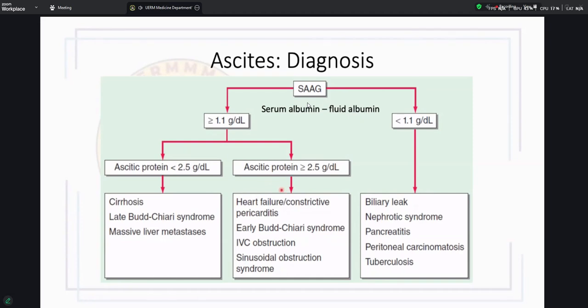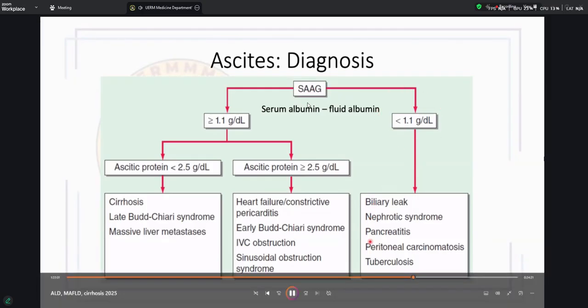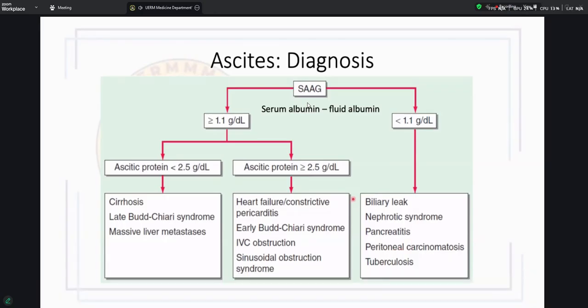Cardiac cirrhosis also has a SAAG of more than 1.1, but the ascitic fluid protein is more than 2.5, as compared to that of cirrhosis, which has a low total protein. When the SAAG is less than 1.1, then you consider infectious or malignant causes of ascites.